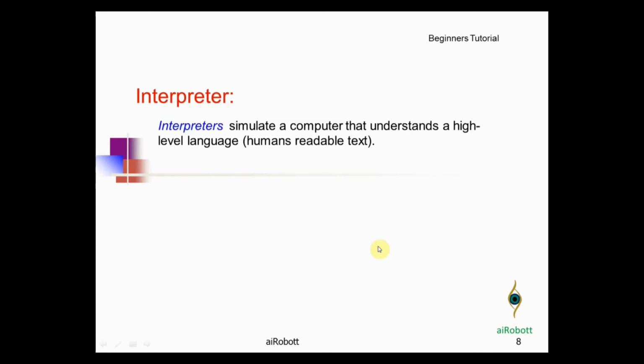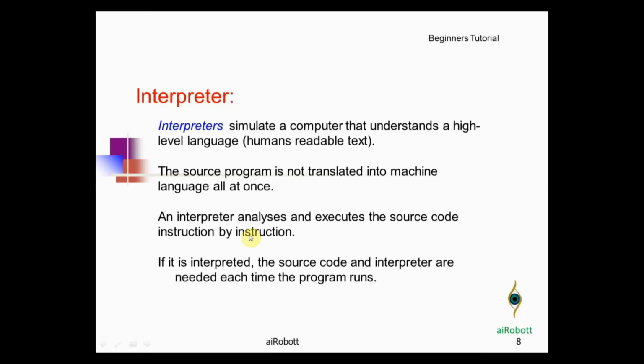Now see, what is an interpreter? Interpreters simulate a computer that understands a high-level language, human readable text. The source program is not translated into machine language all at once. Step by step, the program is translated into machine language by the interpreter here. Then the interpreter analyzes and executes the source code instruction by instruction.